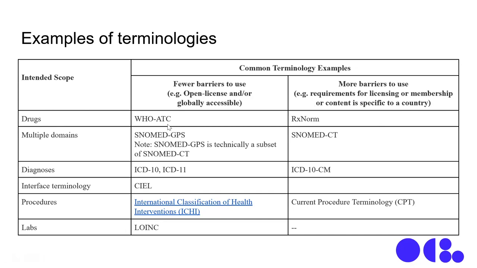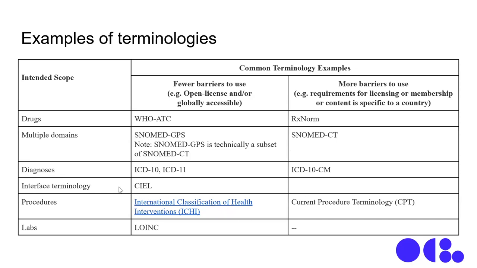For drugs, there is a WHO ATC terminology. And then there's also an RxNorm terminology that tends to be more US specific, but some people still try to use it because it can be a pretty good terminology. As far as having multiple domains underneath, SNOMED GPS is a globally available set of SNOMED CT. And then if you have the SNOMED CT license, then you can be using the full set of terminology for multiple domains. For diagnoses, ICD-10 and ICD-11 are good examples. And then sometimes there's country-specific subsets, like ICD-10-CM is the US subset.